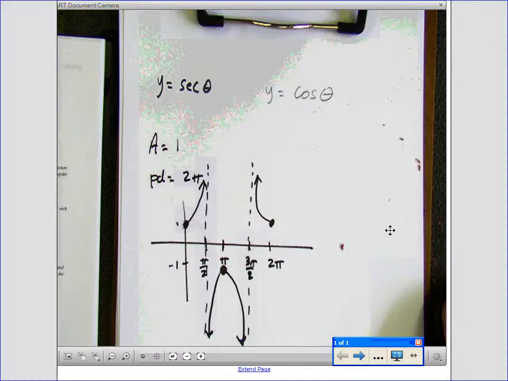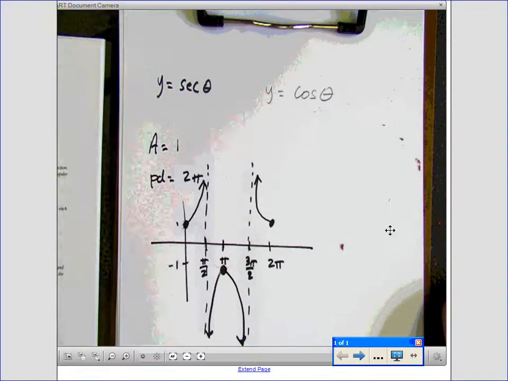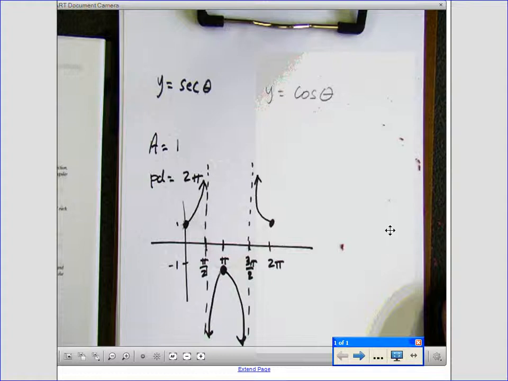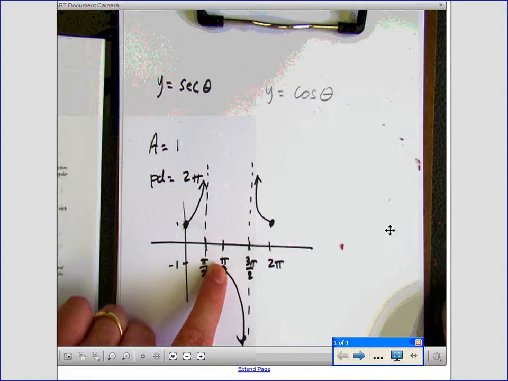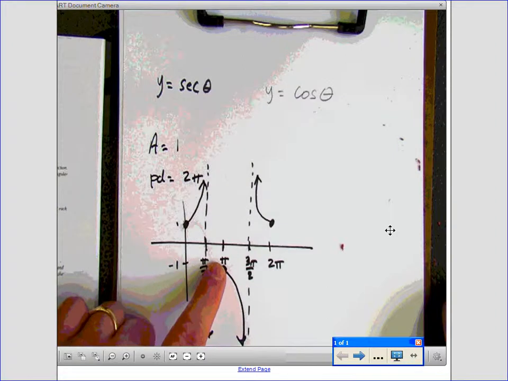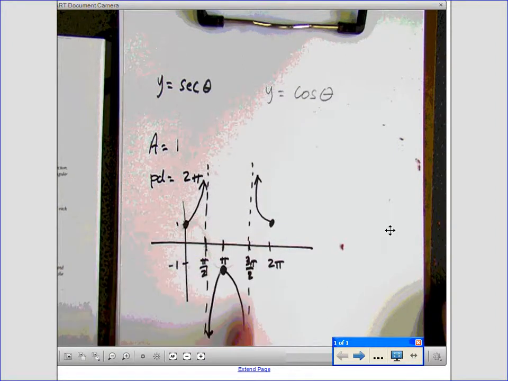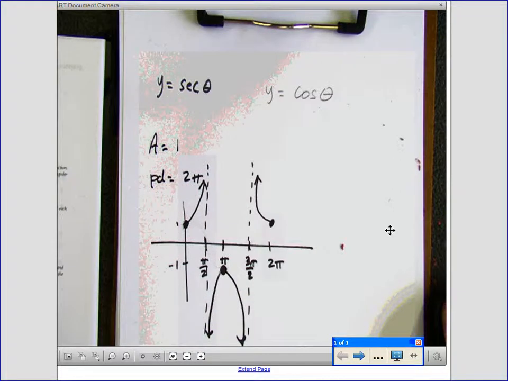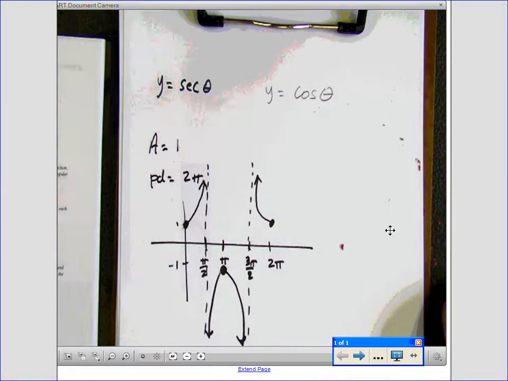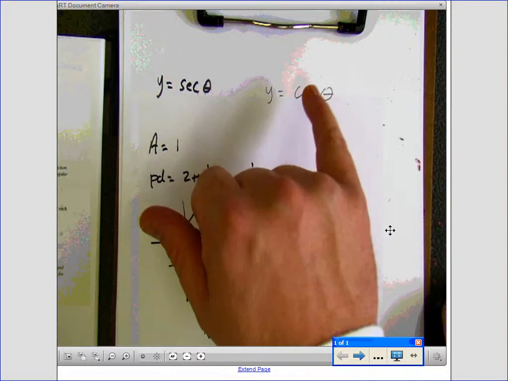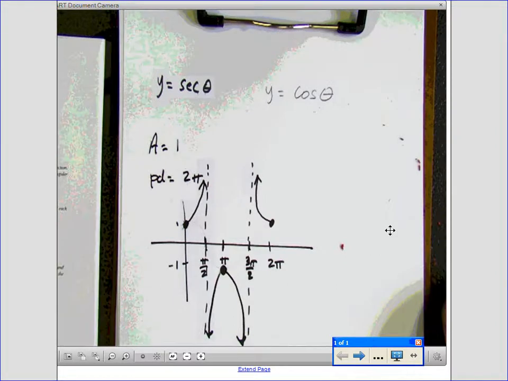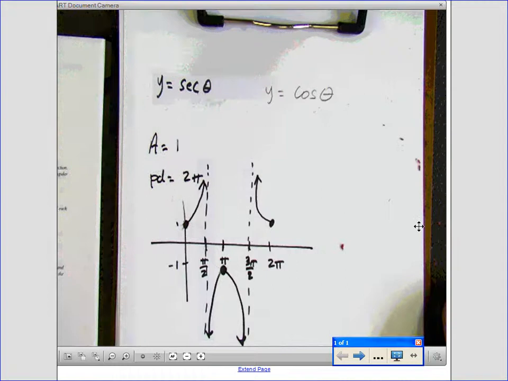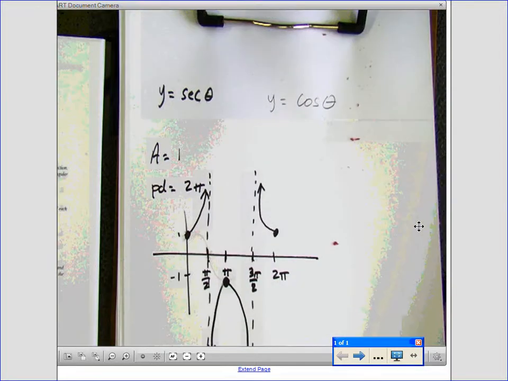The asymptotes are where the cosine curve crossed the x-axis. Wherever the cosine curve crosses the x-axis, I'm going to have asymptotes. Now, once you get the relationship between secant and cosine, and how you graph cosine to graph secant, you're going to be able to graph cosecant. So guess what's going to help you graph cosecant? Sine, because cosecant and sine are reciprocals. All right. So now let's graph cosecant.